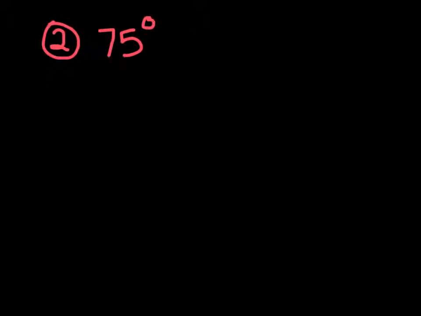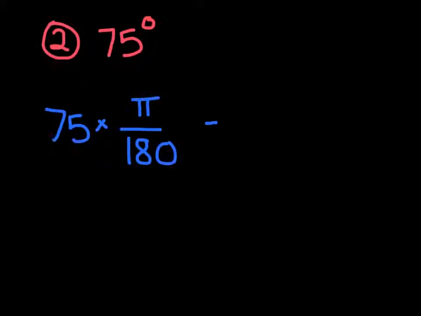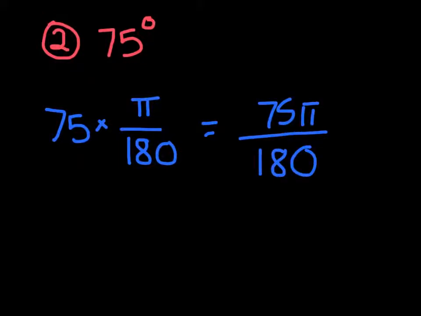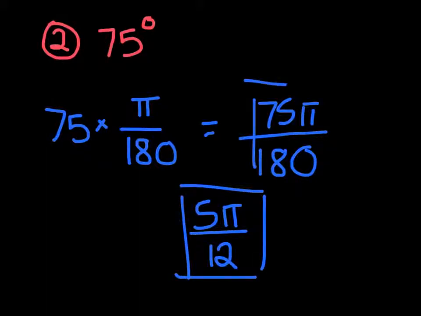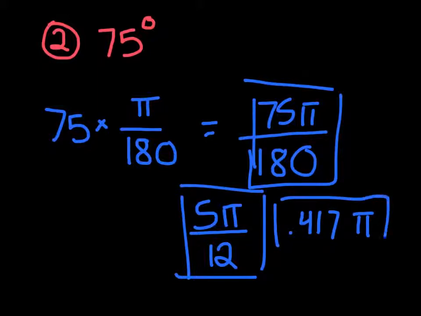Now let's go on to another question. We have 75 degrees, and we want to go to radians. So we multiply by pi over 180. This comes out to be 75 pi over 180. If you leave this as 75 pi over 180, that is perfectly fine. Or if you simplify, you get 5 pi over 12. Either one of these answers is fine. And if you get a decimal answer, you would get 0.417 pi. Even this would be correct. So any of these answers are correct.